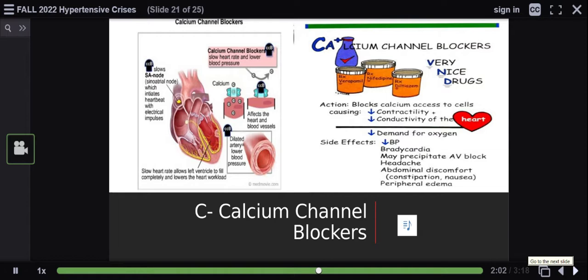Another thing that you have to remember with calcium channel blockers is to instruct your client to avoid grapefruit juice, because grapefruit juice will potentiate the medication's effects, thereby increasing the hypotensive effects and increasing the risk of medication toxicity. So those are the things that you have to think of.